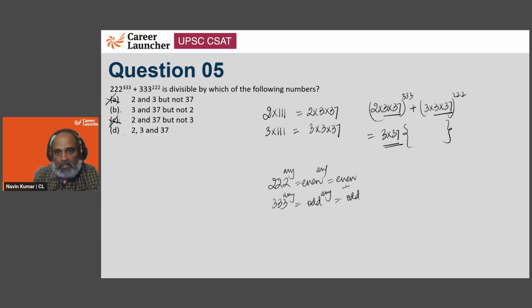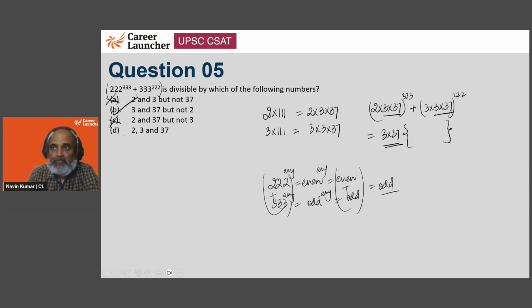result in odd. Now, when we add an even and an odd, it results in an odd number. So this entire sum will be odd. And if it is odd, it's not going to be divisible by 2. That is the very basic definition of an odd number: a number which is not divisible by 2, right? So the answer is going to be option B.